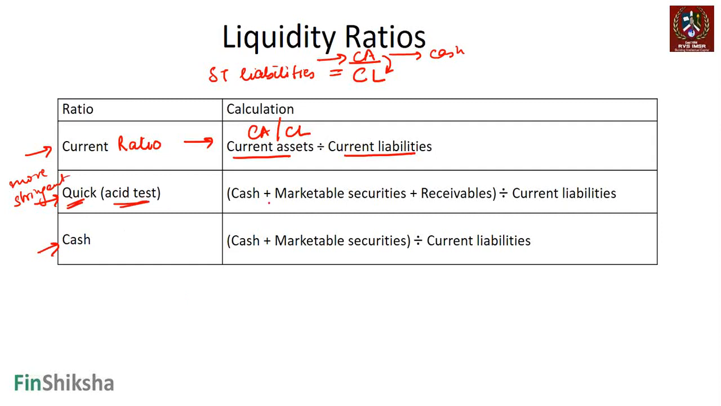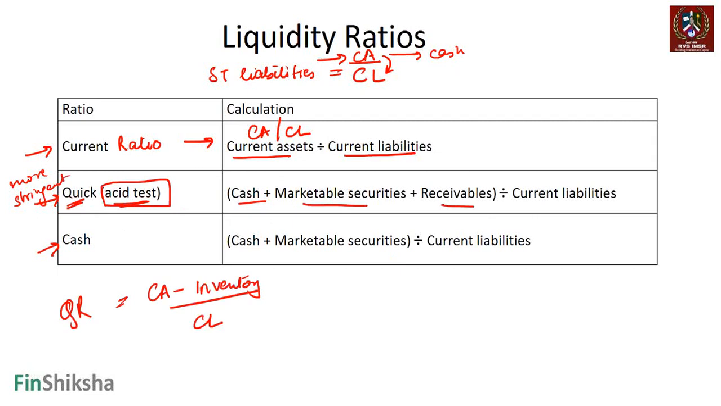So in this, instead of total current assets, you take only cash plus marketable securities plus receivables. In simple terms, you are taking current assets minus the inventory and dividing it by the current liabilities. That's my quick ratio, also known as the acid test ratio. It's called acid test because it is more stringent, right?